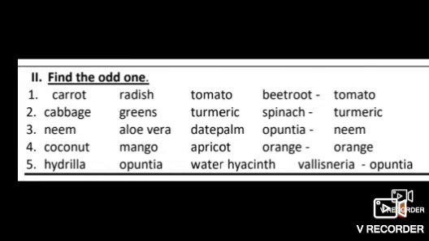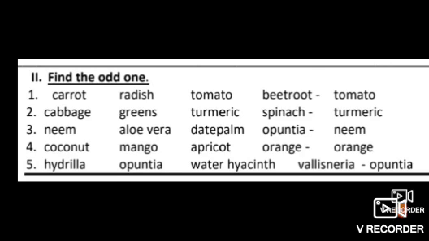Then next Roman letter, find the odd one. Carrot, radish, tomato, beetroot. Tomato is the odd one because it grows on the top of the soil. Carrot, radish and beetroot all grow below the soil.